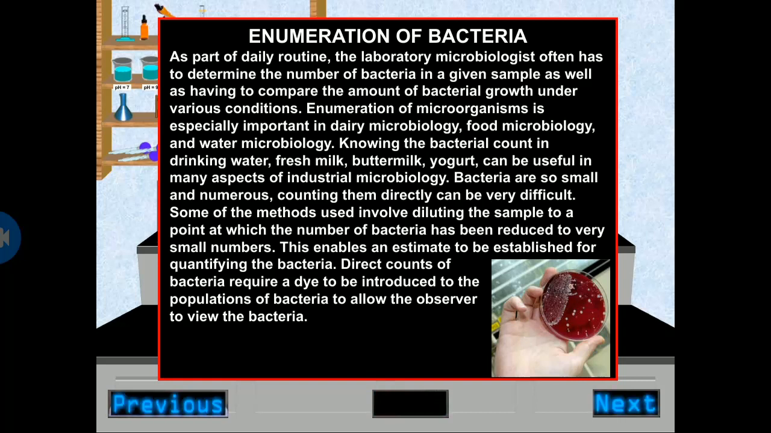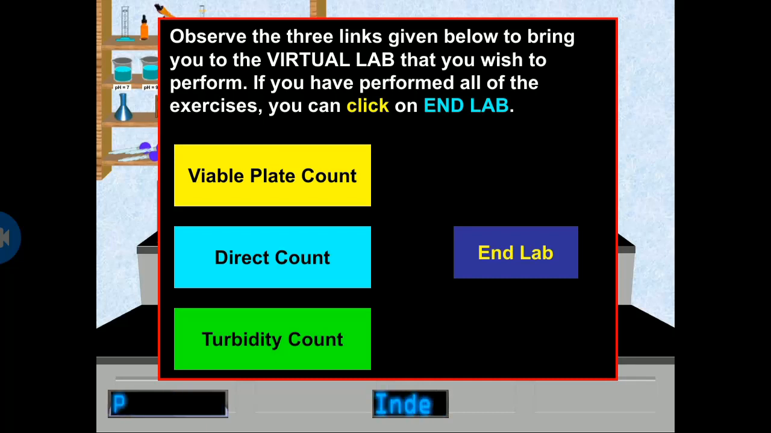microbiology. As you know, bacteria are so small and numerous that counting them directly can be very difficult, so we dilute samples to the point at which the number of bacteria has been reduced to a very small number. For this we use a serial dilution method, which can reduce the concentration of microbes in the sample. That enables us to visualize the small amount of microbes on the plate. So next, so there are three links.